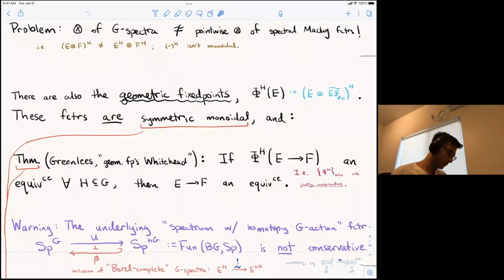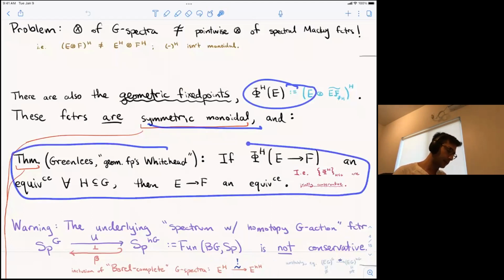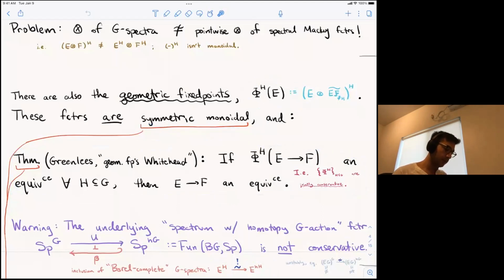And we'll use in just a moment that you can consider these homotopy G spectra as genuine G spectra by a functor called beta, which is the inclusion of the Borel complete G spectra. So these are the ones whose categorical fixed points actually are just equivalent to their homotopy fixed points. So that's a special property a G spectrum can satisfy. So these geometric fixed points functors are symmetric monoidal and they collectively detect equivalences of G spectra.